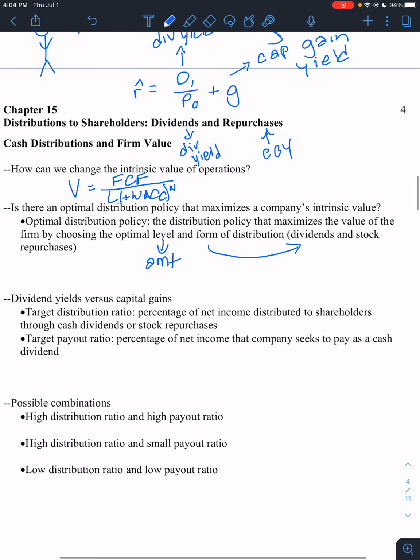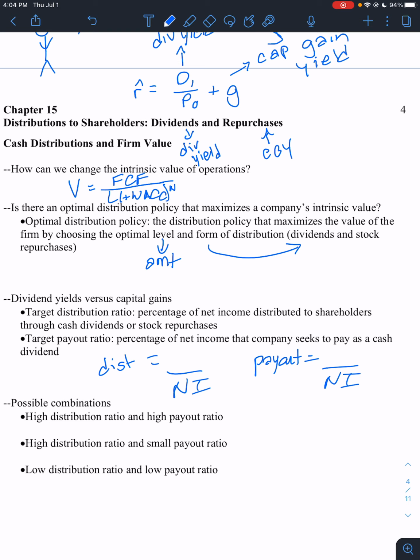Now, some definitions to take care of before we go any further. The difference between the total distribution ratio versus the target payout ratio. They're both a percentage of net income. So to find both of these, the distribution and the payout, net income goes on the bottom of the fraction. The only difference is what goes on the top.